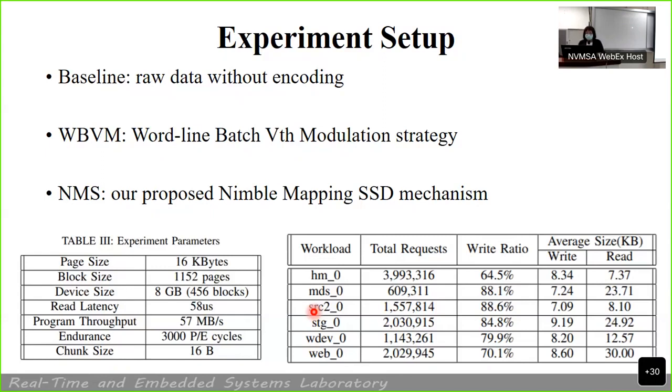We selected 6 workloads from the MSR Cambridge workload. We compared the following methods with the selected workloads in our experiment. The first one is the baseline, which is the written data without encoding. The second one is WBVM, the word line batch VTH modulation strategy, which determines the flip operation every word line. And the third one is NMS, our proposed Nimble Mapping SSD mechanism.